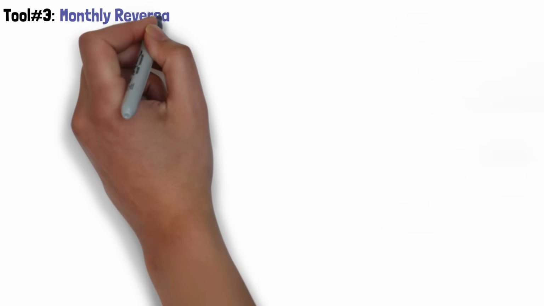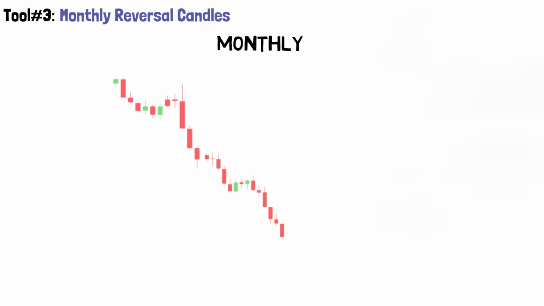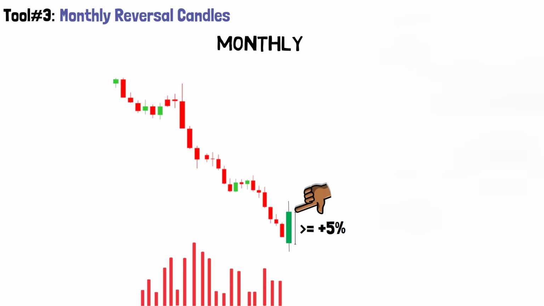Tool 3. Monthly reversal candles. This technique operates on extended timeframes. We switch to monthly charts during downtrends, seeking monthly candles where the index marks new lows but closes exceptionally strong, typically 5% or higher. This movement must occur on volume exceeding the previous month.